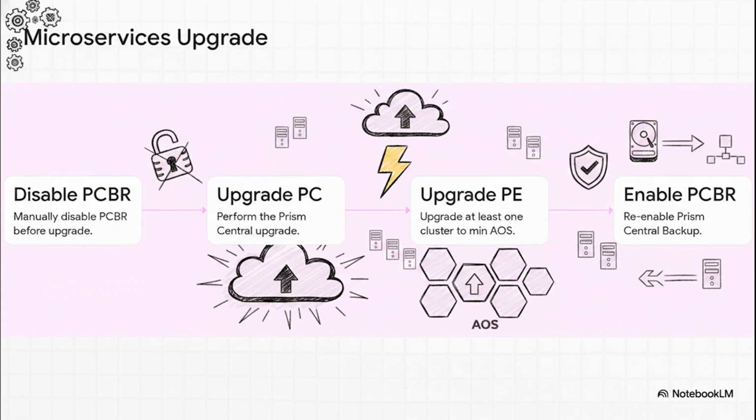the exam. You cannot just flip backups back on right away. Because that underlying container framework got a massive update, you first have to upgrade at least one Prism element in the cluster to the minimum supporting AOS version. Only then can it successfully handshake and validate. Once that's done, you finally reach Step 4, where you can safely re-enable PCBR.